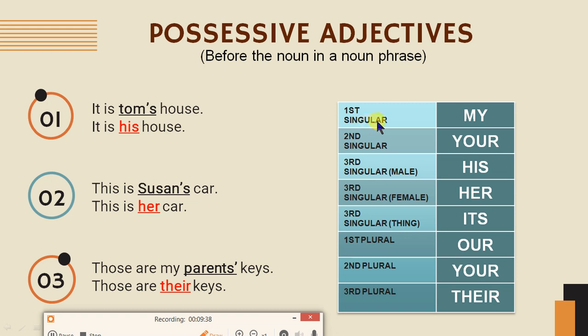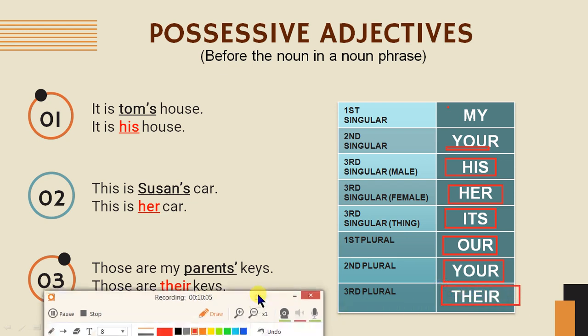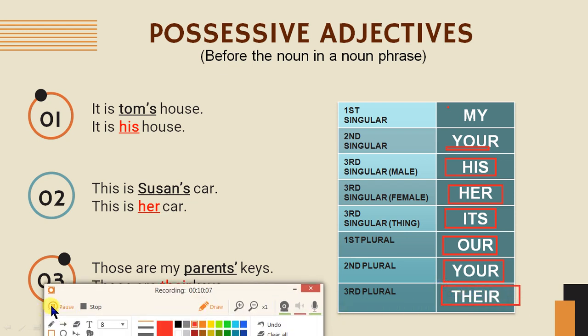For a first singular we will use my. For a second singular we are using your. And for a third singular male person we will use his. For a third singular female we are using her. For a third singular thing, it means non-living things, we are using its. For a first plural we are using our, second plural we are using your, and third plural we are using their. So we will move to the next slide.